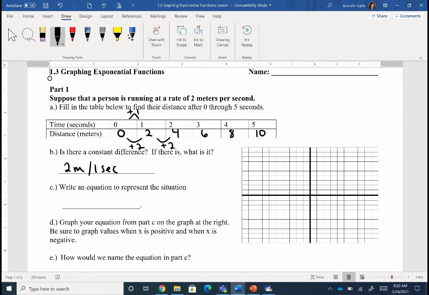Let's have time be x and our distance be y. So take a minute, see if you can write an equation that can represent our situation, or looking at our table of values too. See if you can write an equation.